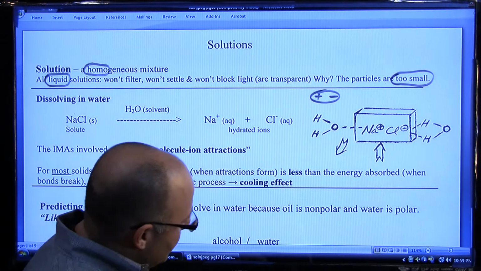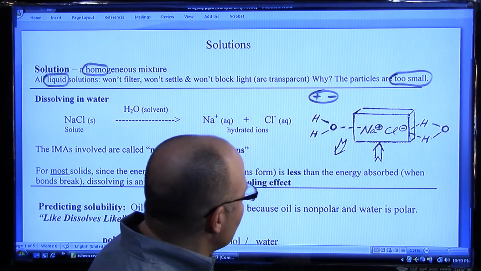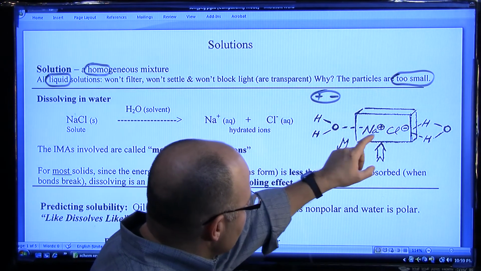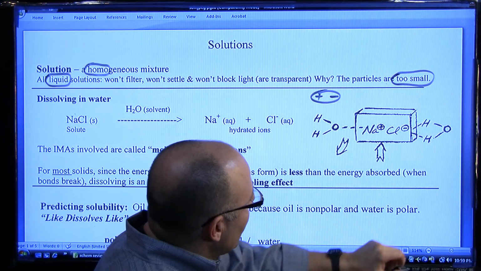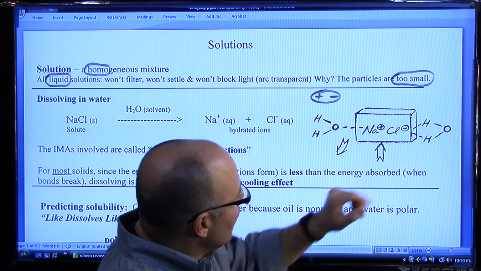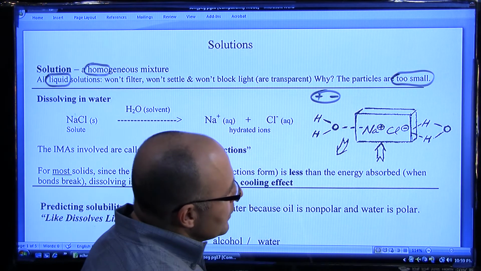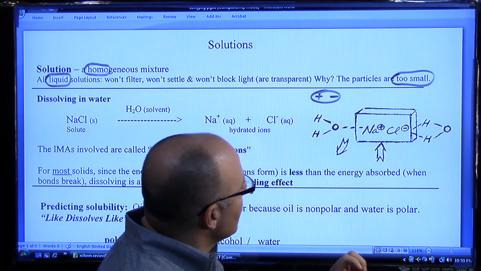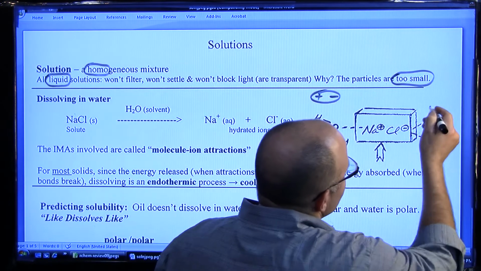So there's an attraction between this polar molecule and that positive ion. Notice how the oxygens face the sodium, and on the opposite side the hydrogens face the chloride ions, because the hydrogen atoms are on the positive side of a water molecule. So let's draw that here.